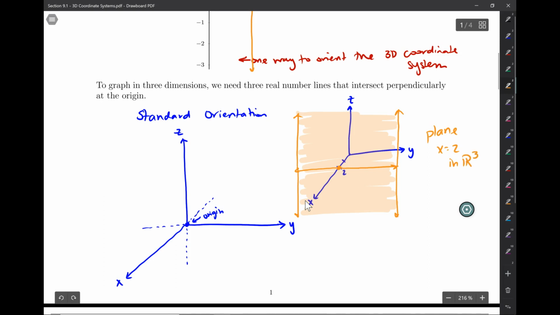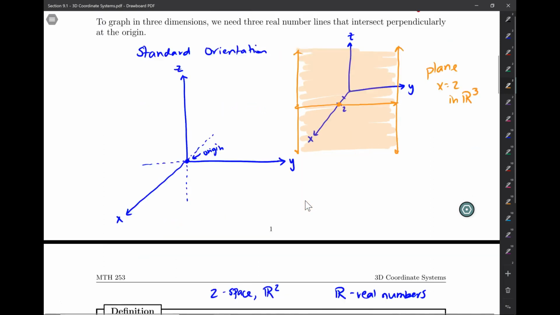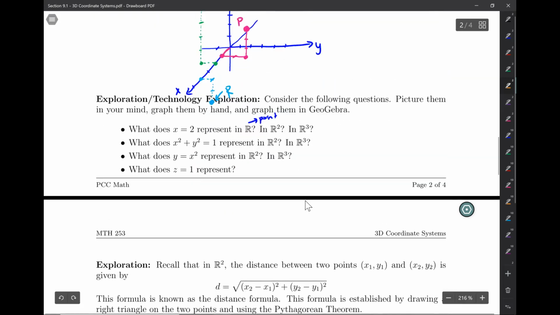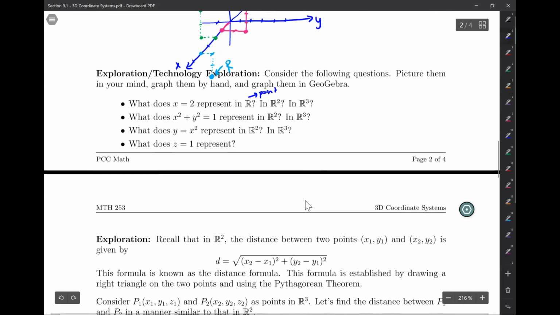So in R, 1 space, x equals 2 is a single point. In R2, in 2 space, x equals 2 is a line, in this case a vertical line. In 3 space, x equals 2 is a plane. Okay, so imagine a line, and then you've got this force field, laser beams going up and down in every direction, creating this force field plane. Okay, pretty cool. So I'll summarize that here. Point, line, plane.